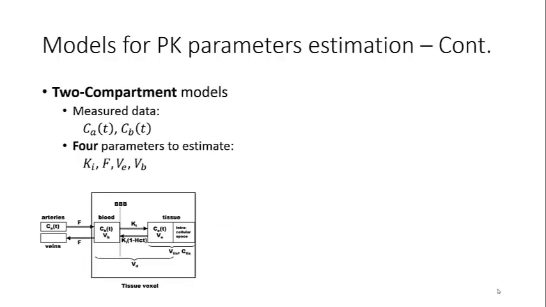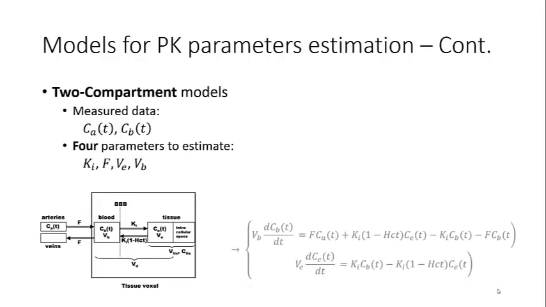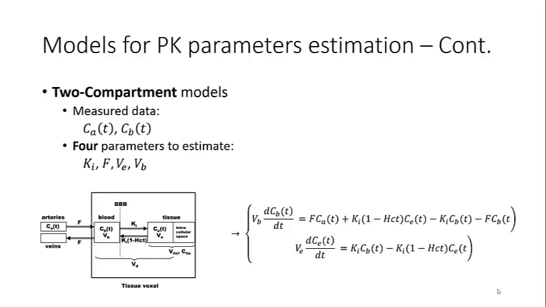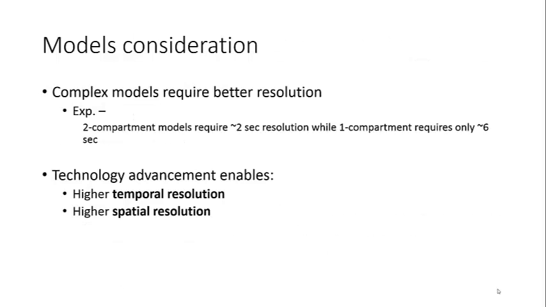A newer model that includes blood flow was proposed for DCE usage at around 2008. This model is defined by two differential equations, leading to a biexponential solution for the concentration time curve of the contrast agent, and requires four parameters to estimate.